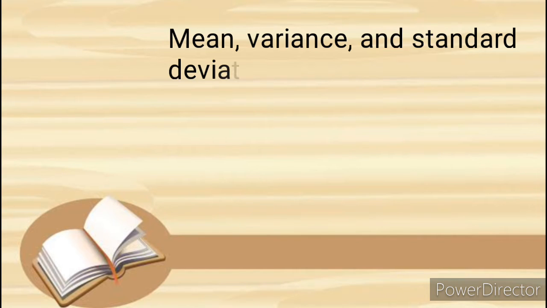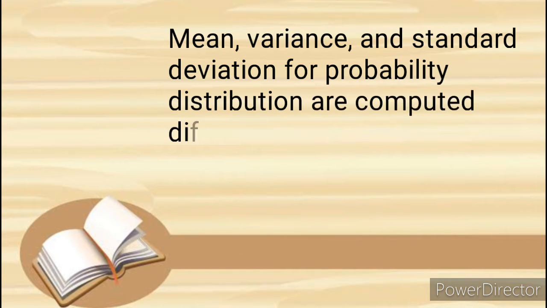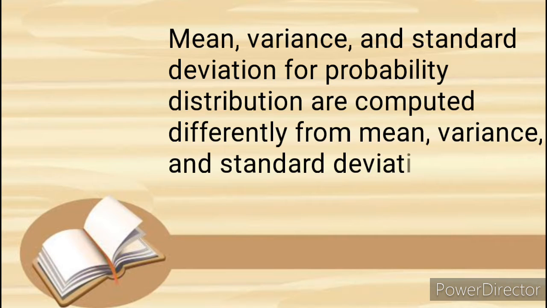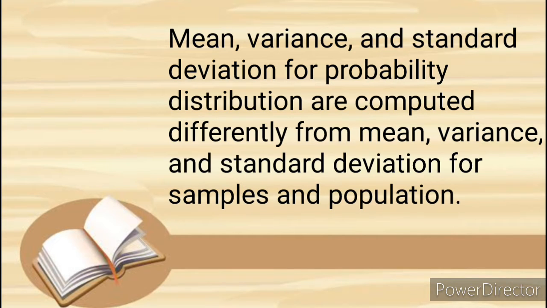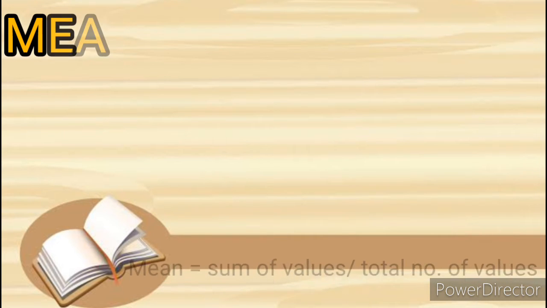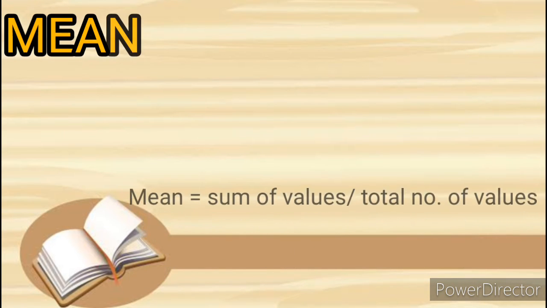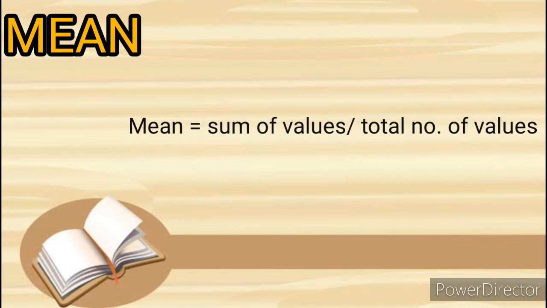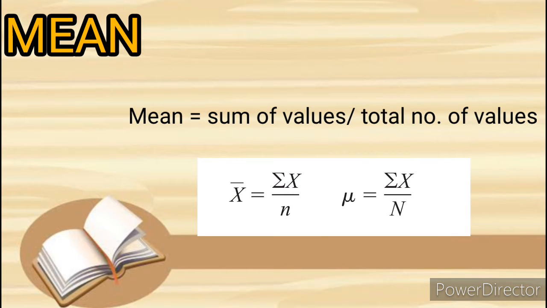The mean, variance, and standard deviation for probability distribution are computed differently from the mean, variance, and standard deviation for samples and populations. In Chapter 3, the mean for a sample or population was computed by adding the values and dividing by the total number of values, as shown in this formula.